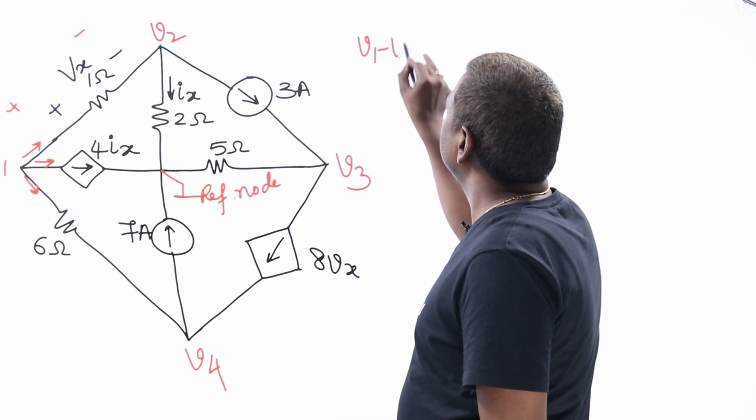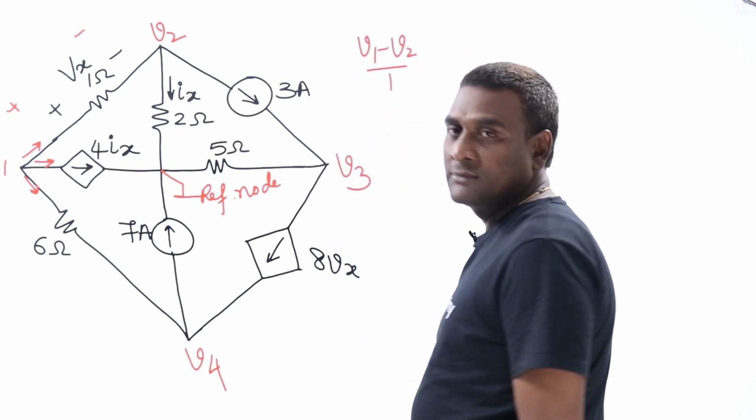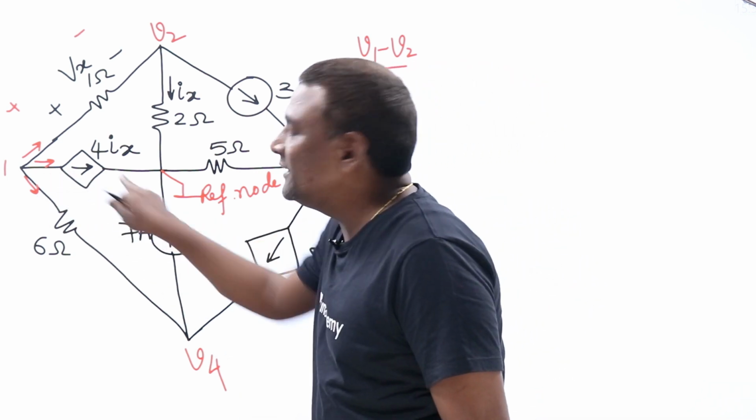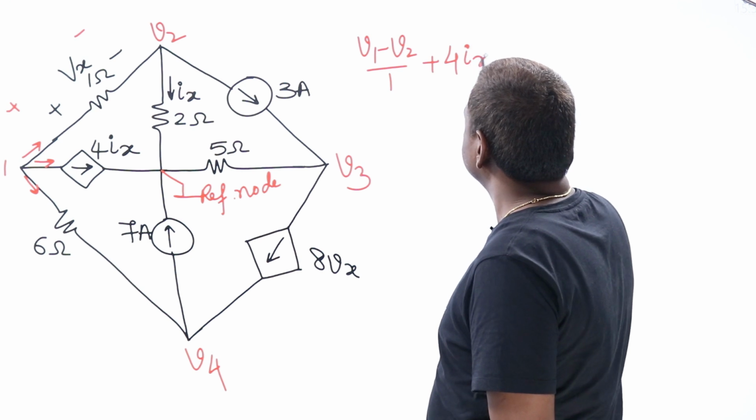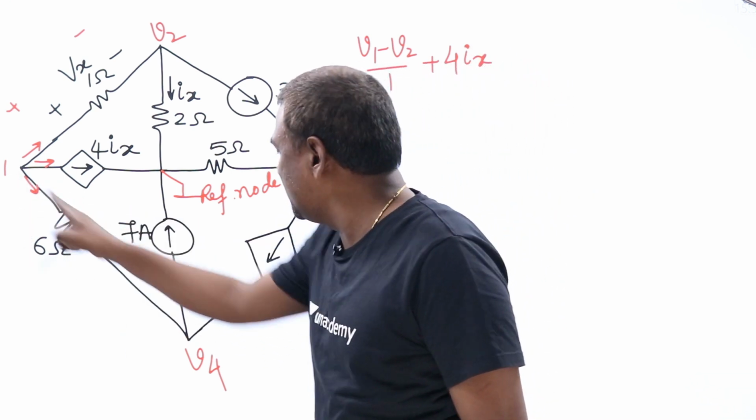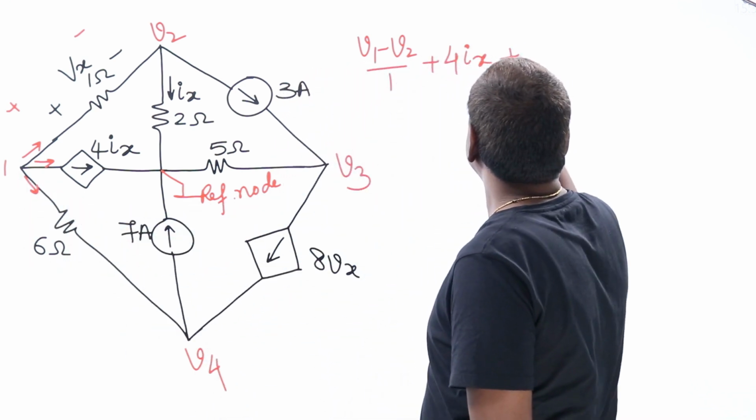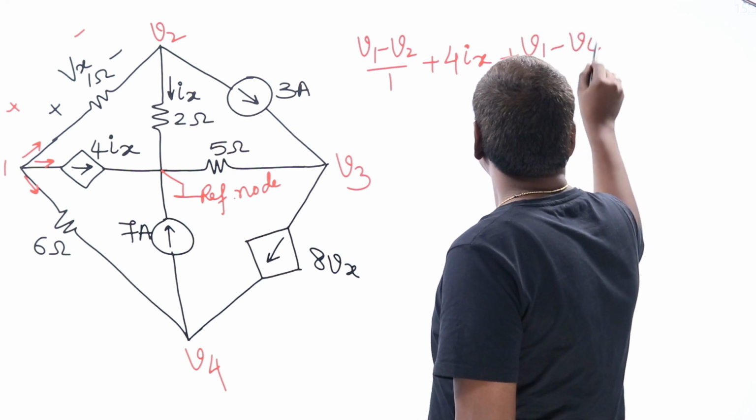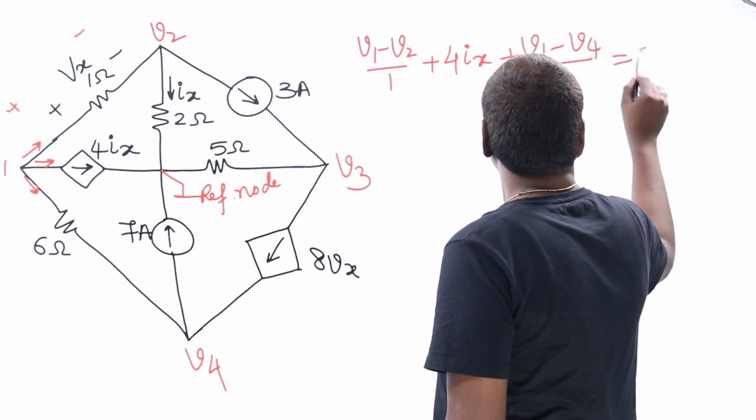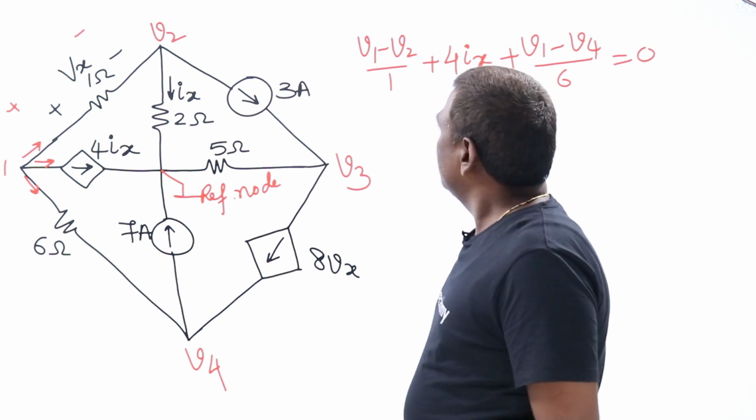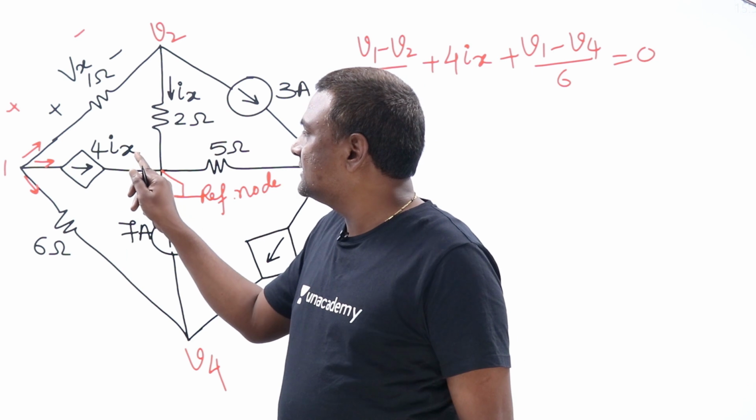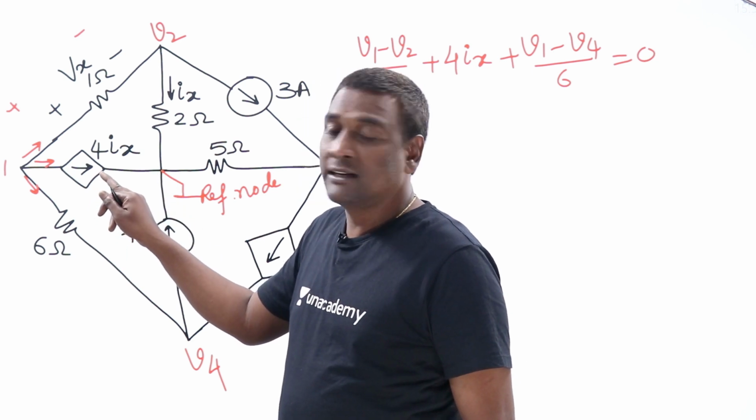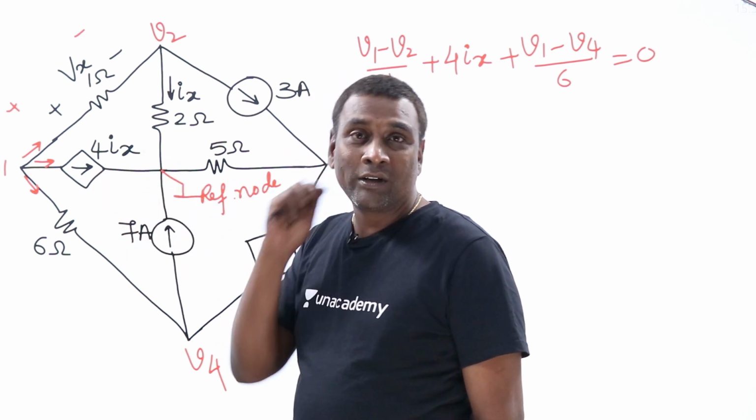Now V1 minus V2 by 1 current leaving, plus what is the current leaving here? Directly it's 4ix. Plus current leaving through this is V1 minus V4 by 6, equal to 0. Now this is the controlling variable, right? Basically this is a current controlled current source. Ix is a current and this current source is also a current, so it is a current controlled current source.